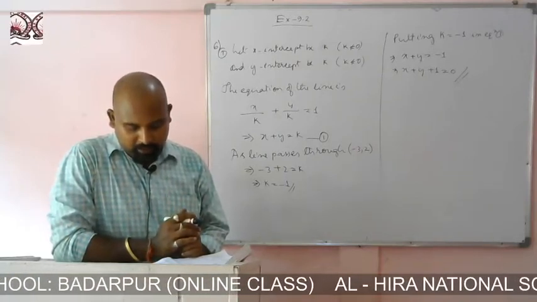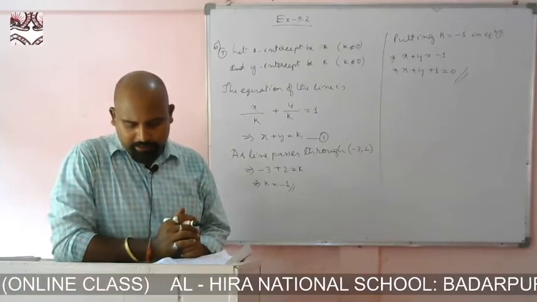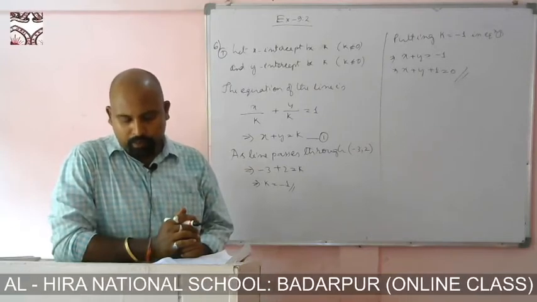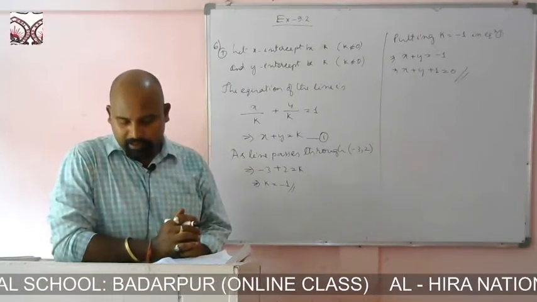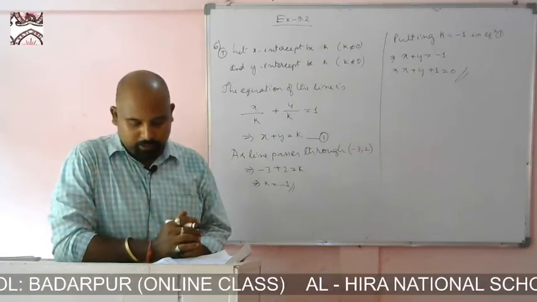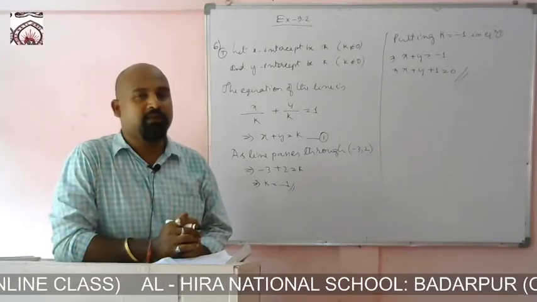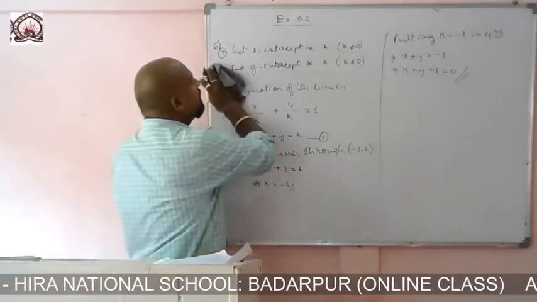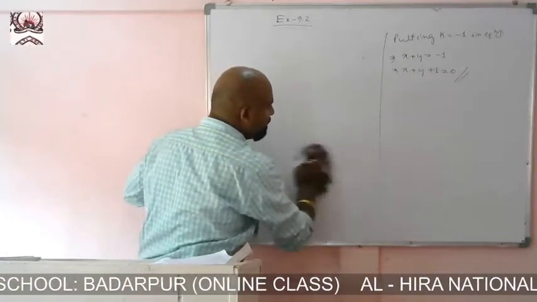Question number 7. Show that the lines root 3x plus y equal to 4, x plus y equal to 2 root 2, and root 3x minus y plus 4 equal to 0 are situated at equal distance from the origin. What is the meaning of this question? Number 7.